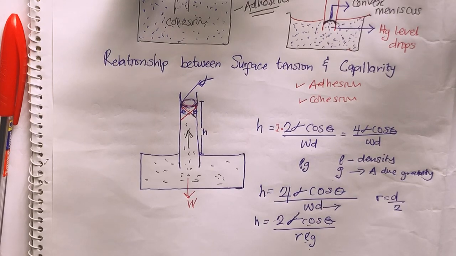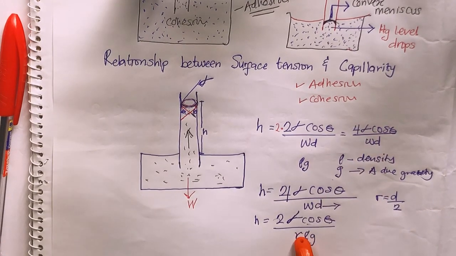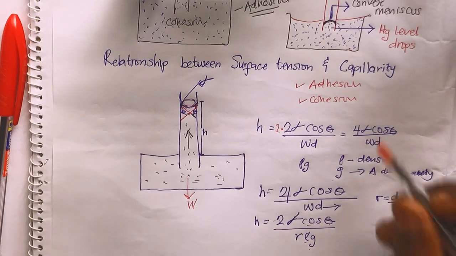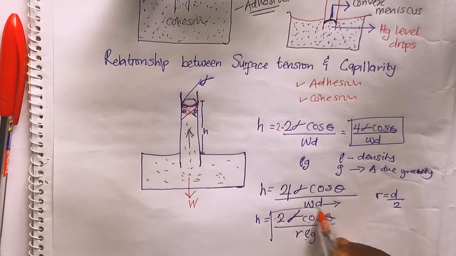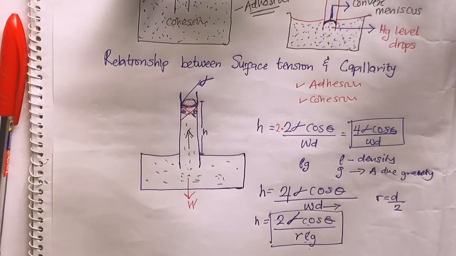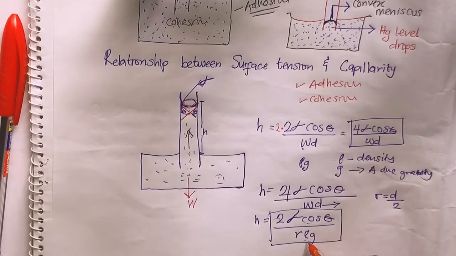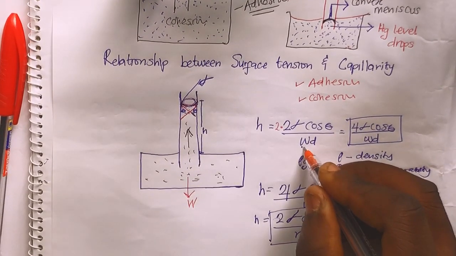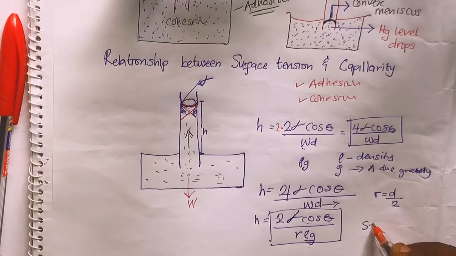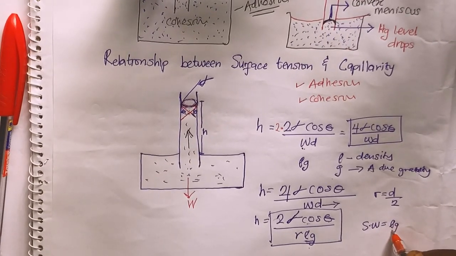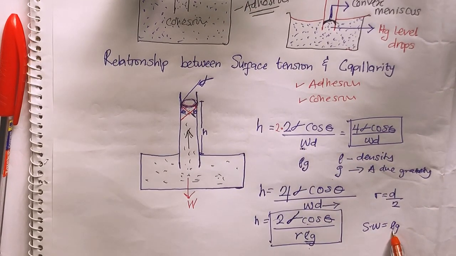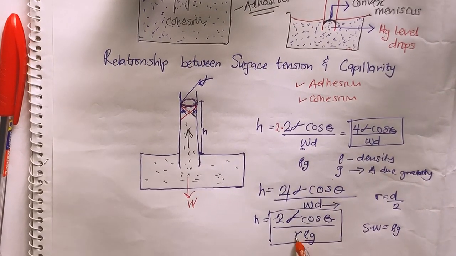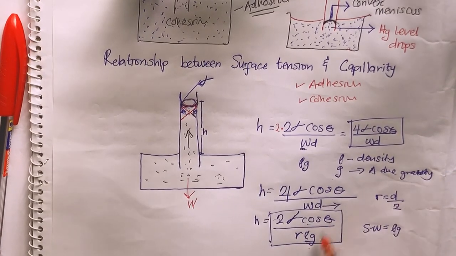Now the final formula is either we use this or we use this. We can use 4 gamma cos theta divided by WD, or use 2 gamma cos theta divided by REG, because this EG represents the value of specific weight. Specific weight equals EG, so that's how I substitute the value here. We're having R here, which represents diameter divided by 2. If you put it there, you're going to have 2 gamma cos theta.